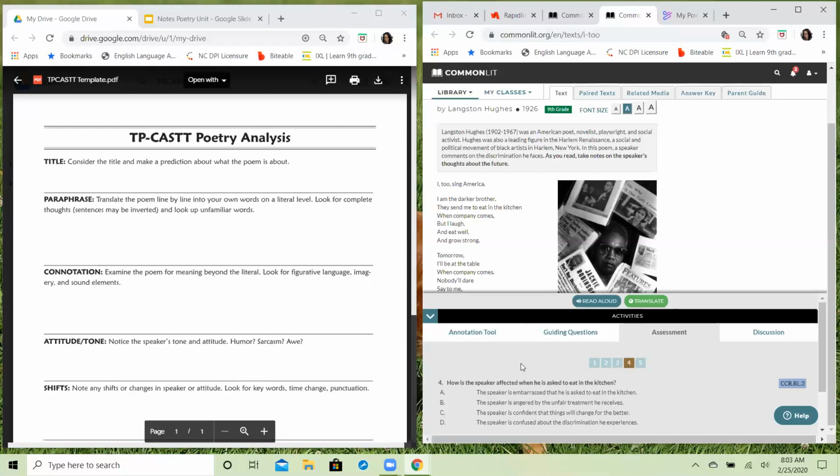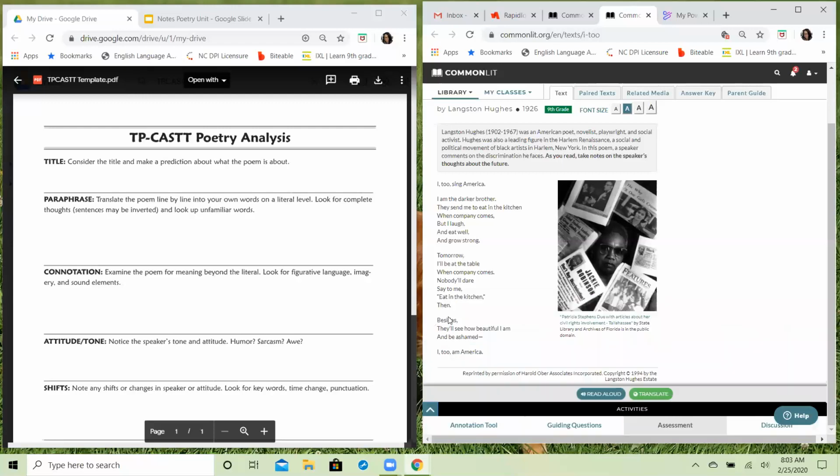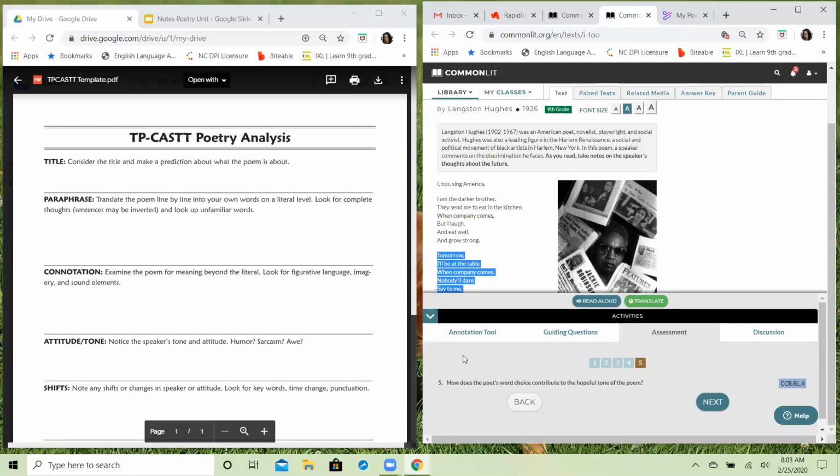Question 4, how is the speaker affected when he is asked to eat in the kitchen? Again, what feeling, what tone, what mood, attitude do you sense when you get here to this poem? What is the speaker likely experiencing? And you can tell that because there's a contrast from what they said before and what they're saying once they get right here.